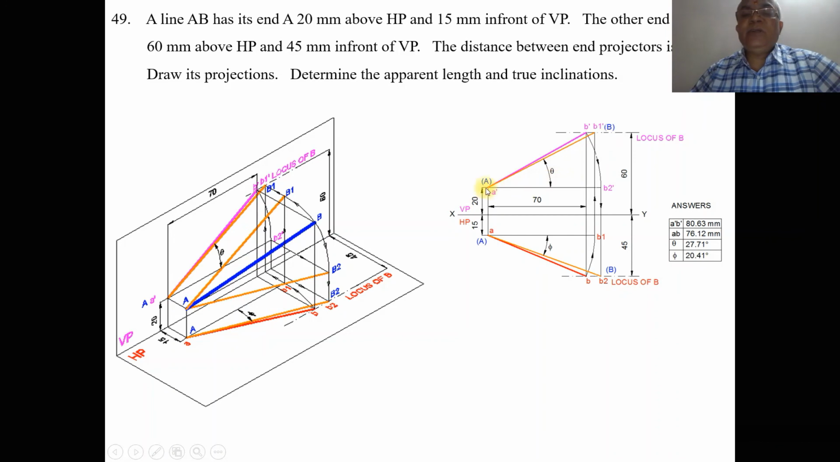Using the scale, you measure the distance from A dash to B dash, which is 81 mm, and from A to B, which is 76 mm. Then using the protractor, with A dash as center, you measure the angle theta, which is 28 degrees. With A as center, measure the angle with respect to horizontal and mark this point as phi, which is the true inclination with respect to VP. It will be 20 degrees.